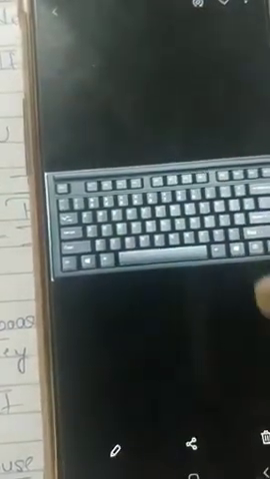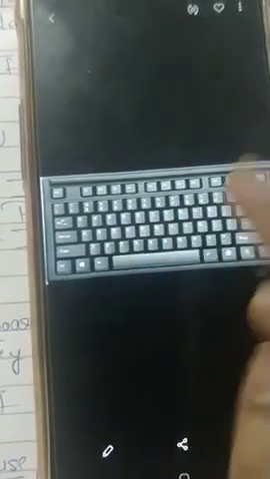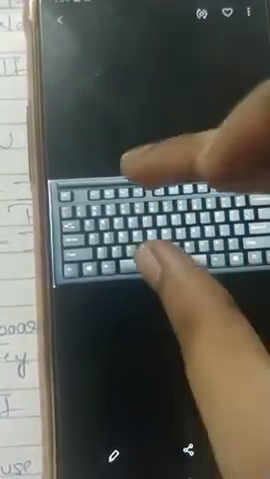What is this one? This is a keyboard. Keyboard is used for typing letters. If you want to type your name, you can type with the help of the keyboard. If you want to type numbers, your roll numbers, you can type with the help of the keyboard. Here the numbers are present, here the letters are present.